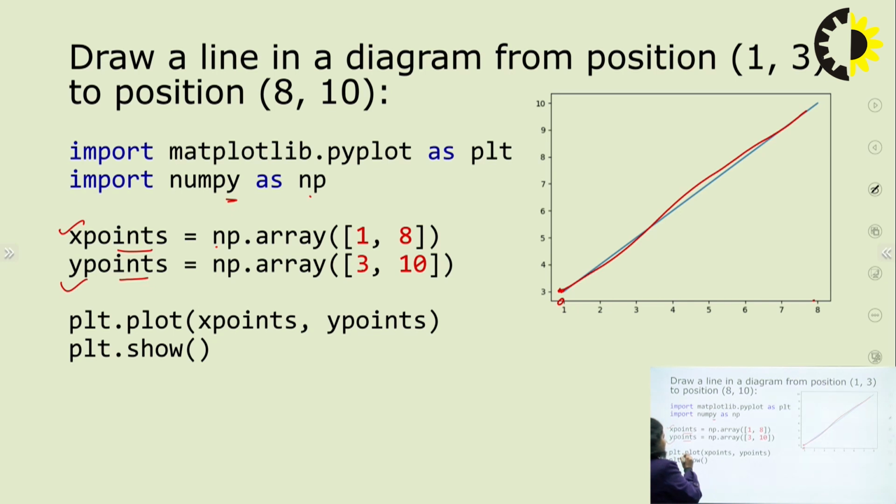After that, plt.plot. We already know that the plot function or plot method is used to draw a line between the x and y points. So plt.plot. There are two parameters, one for x points and one for y points. X points 1 and 8, y points 3 and 10. For this statement, a line is drawn between the points 1, 3 and 8, 10. And after that, plt.show is a method used to show the graph like this. So the output of this program will be like this. Clear? Okay.